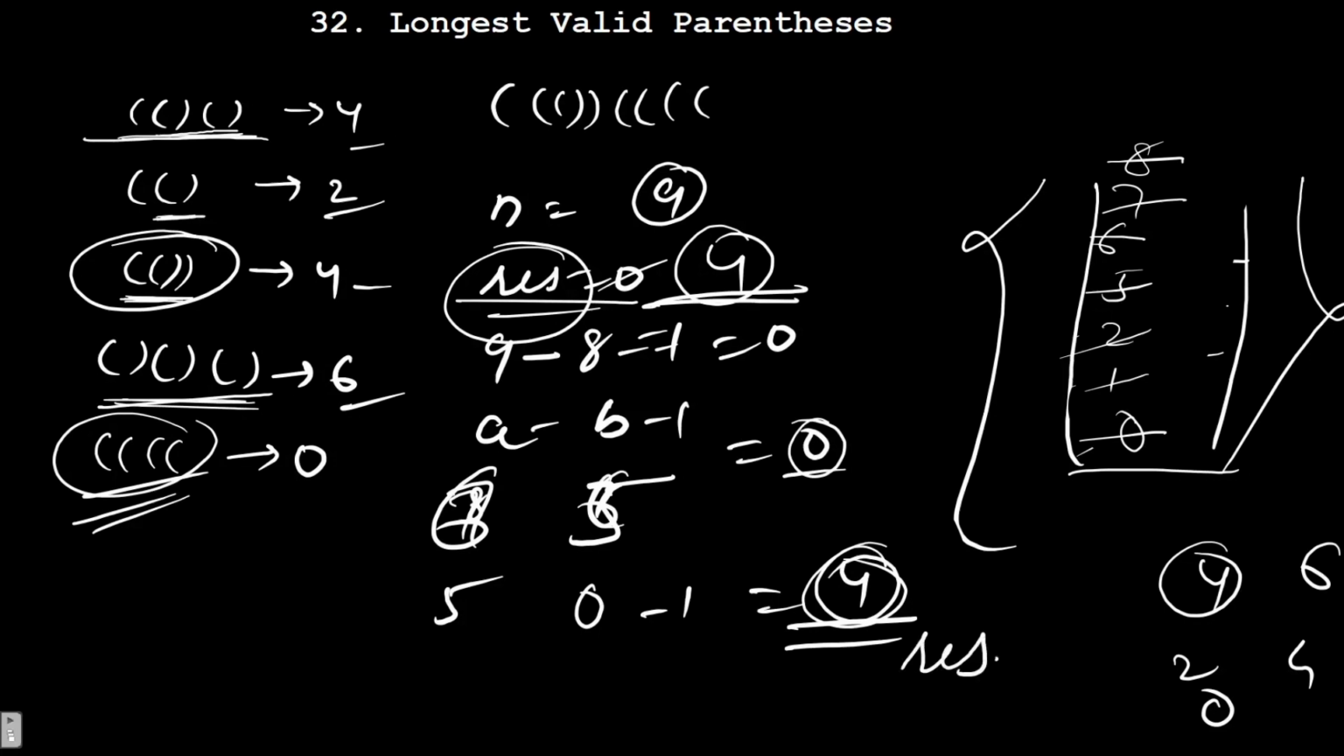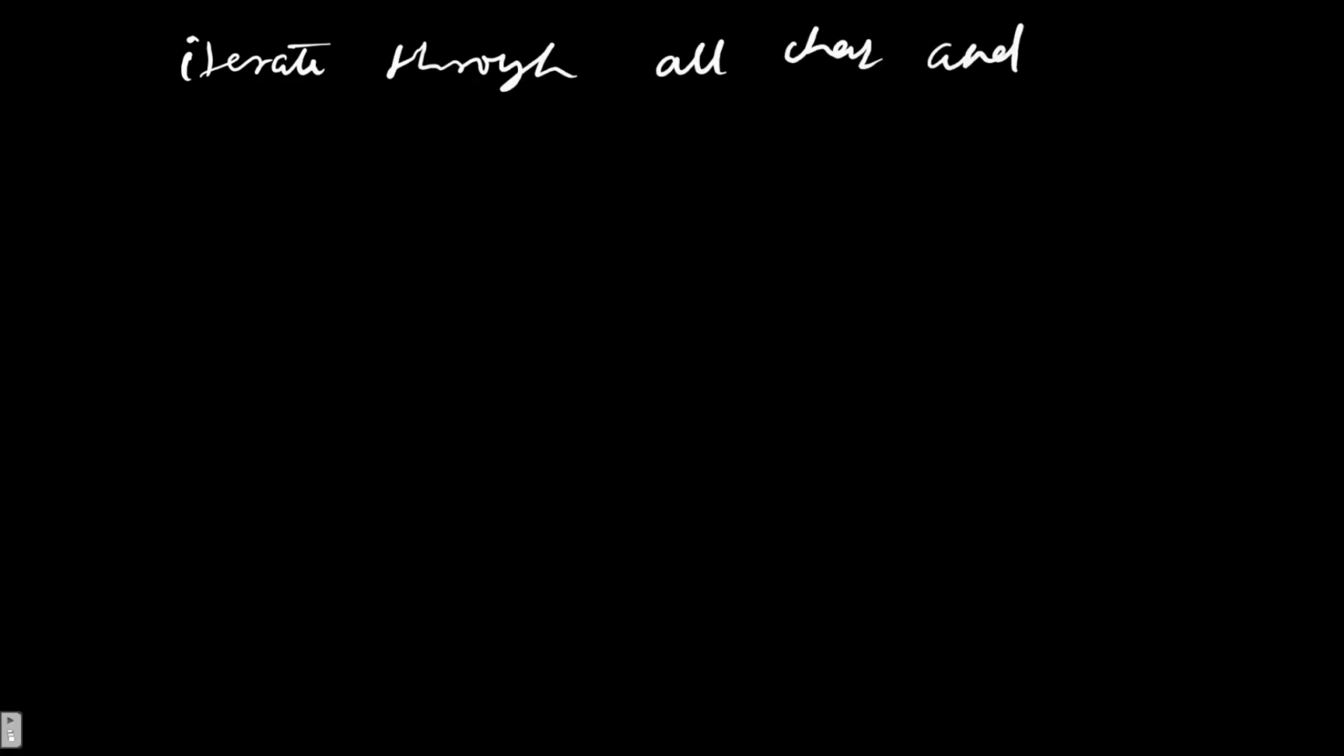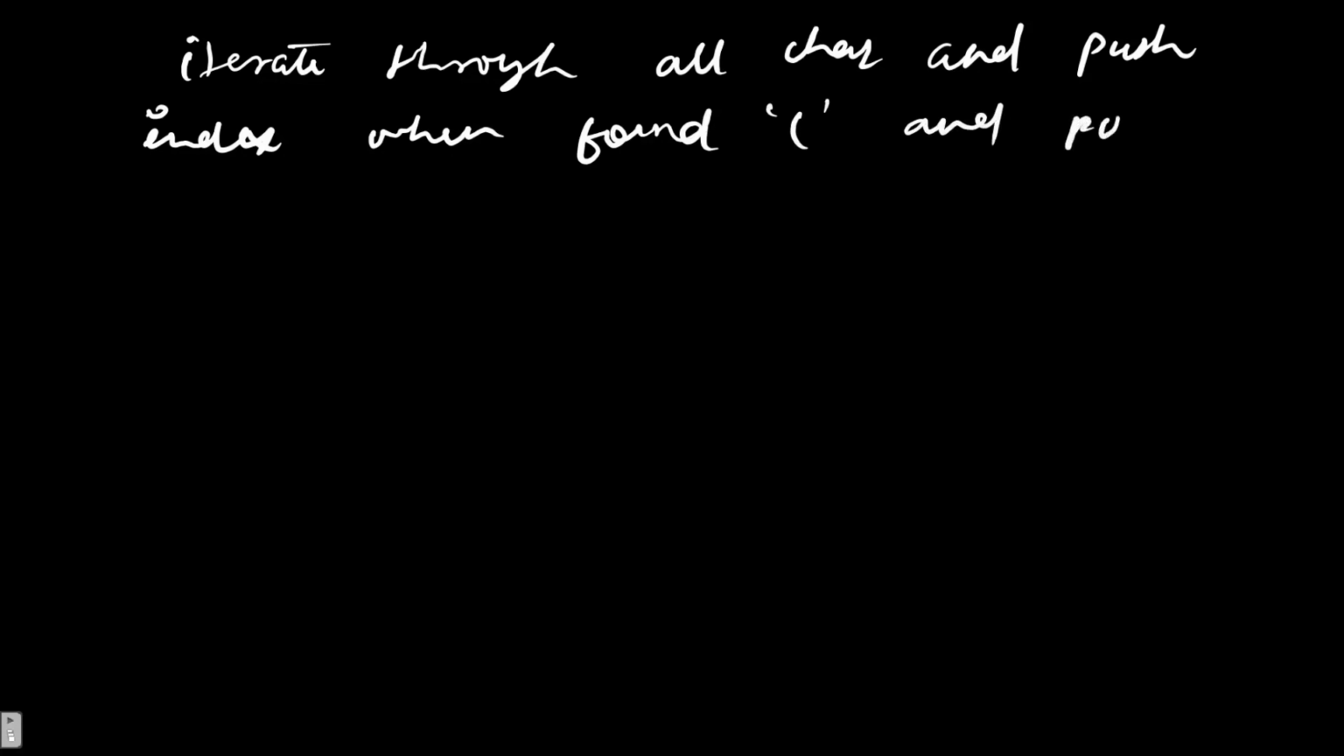So now I think we have got an idea how we can write our algorithm. So what we'll be doing, we'll be iterating through all characters and push the index when we find an open parenthesis and pop when we find a close parenthesis.